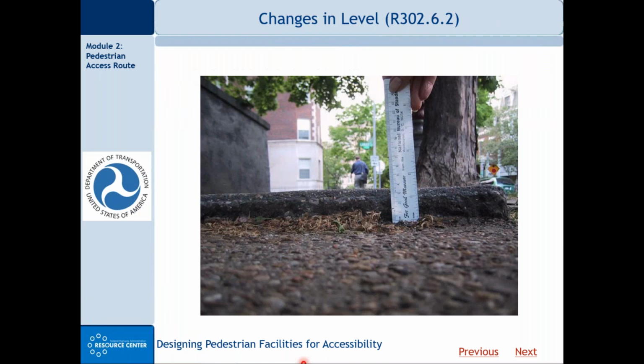The final rule calls this, the PROWAG final rule calls this a change in level. Notice it's a heaved up sidewalk slab. I think we talked about this yesterday. I'm sure many of you face this issue in your community. I know we do here in Morgantown. This is what I call a double whammy for municipalities.